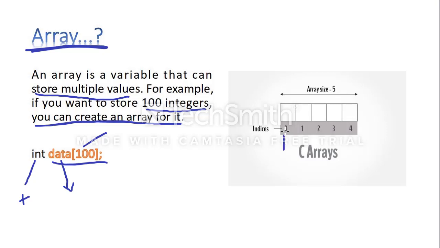Means this is the index: first value, second value, third value, fourth value, fifth value. If you are storing like that, each value's memory location is indicated by the index or the indices. This is what we call the indices. I will show more examples, so you can get an idea clearly.